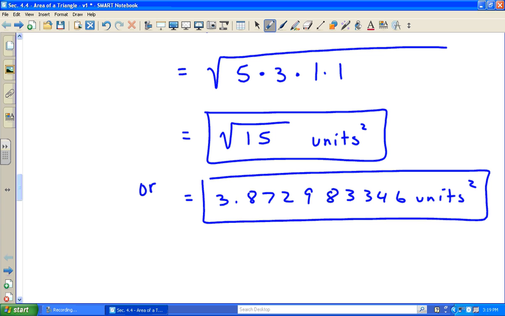So finding areas of a triangle, you have two different formulas that you can use based on the information that they originally give you in the problem. This concludes the lesson on finding the area of a triangle.